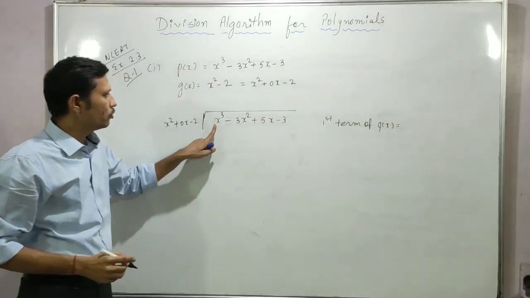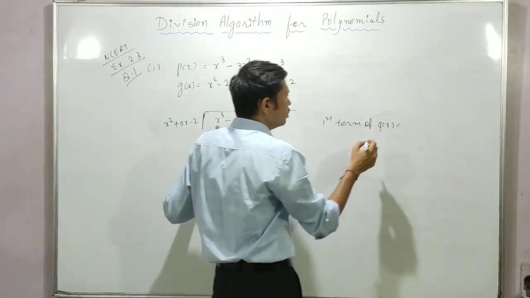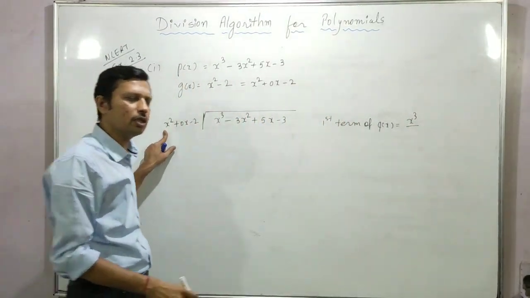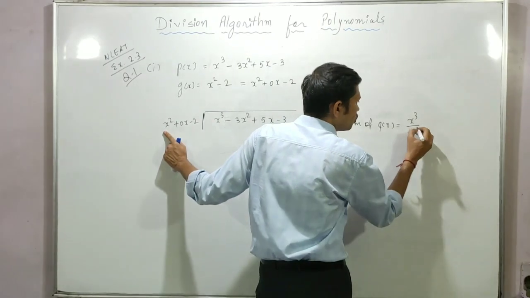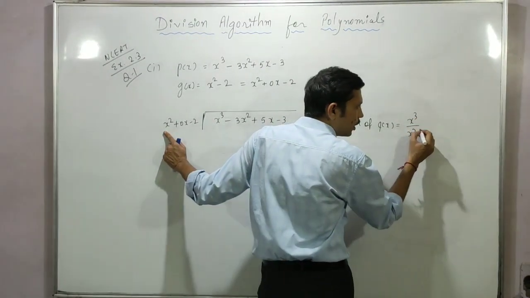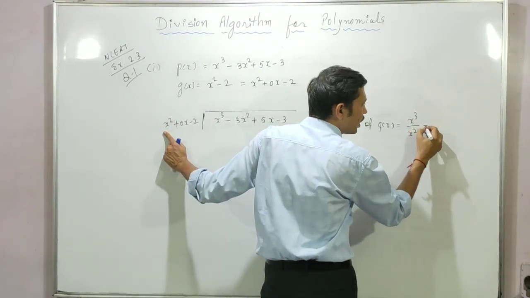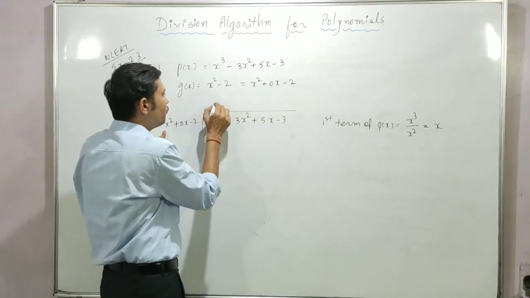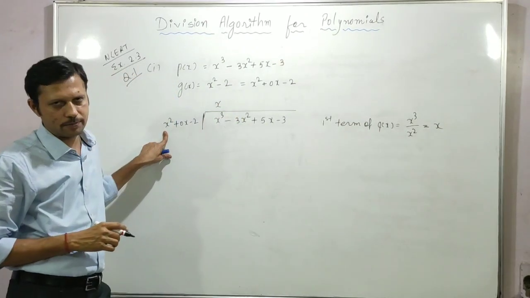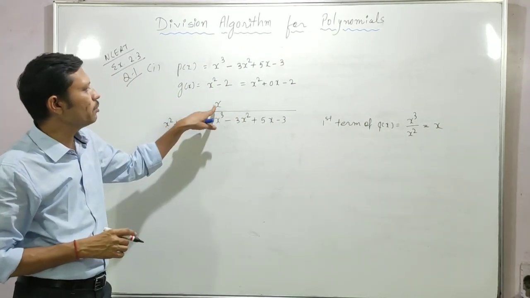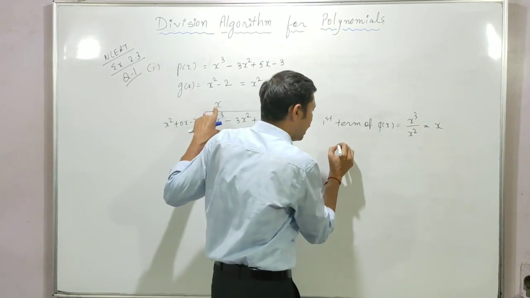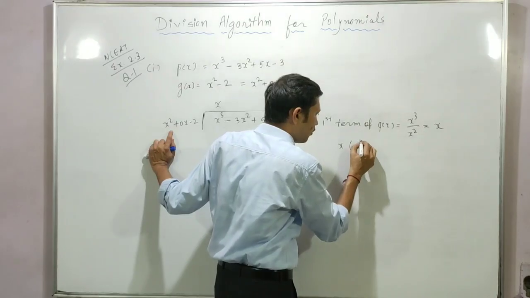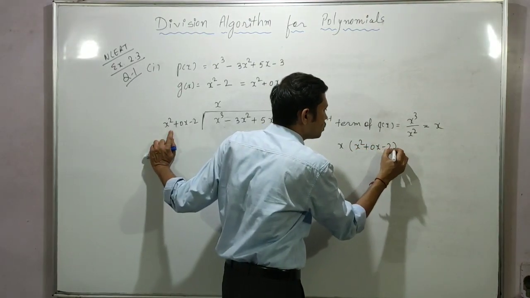For that, we have to divide the first term of the dividend by the first term of the divisor. So when I divide x cube by x square, the 3 and 2 powers are subtracted, so what is left? x to the power 1. So the first term of the quotient is plus x, and this should be multiplied with x. So I have to write down x, and my divisor is x square plus 0x minus 2.